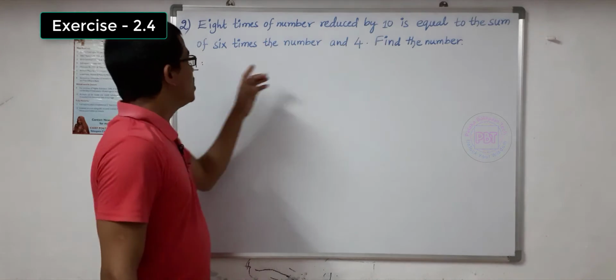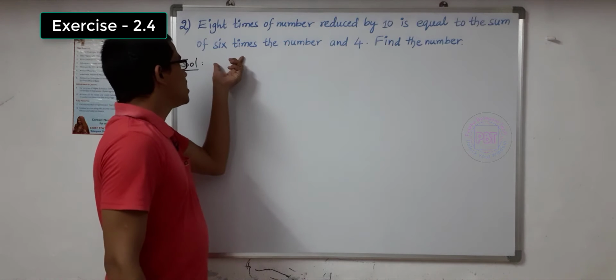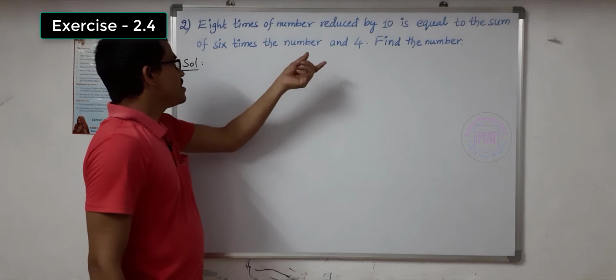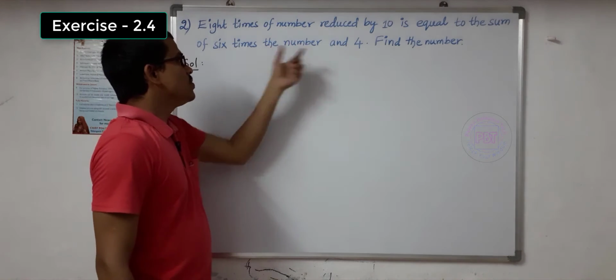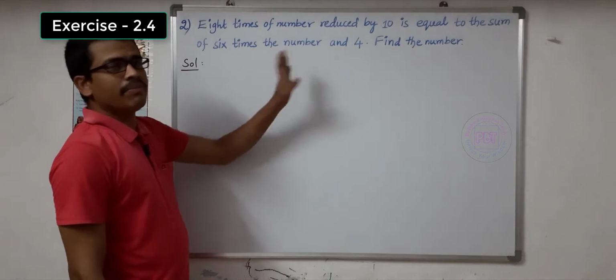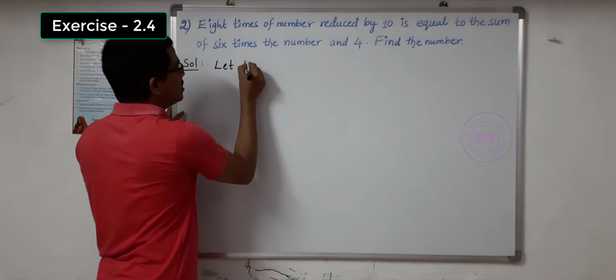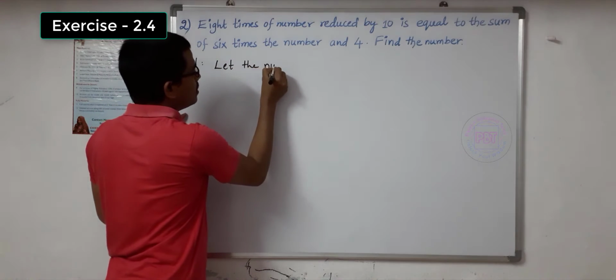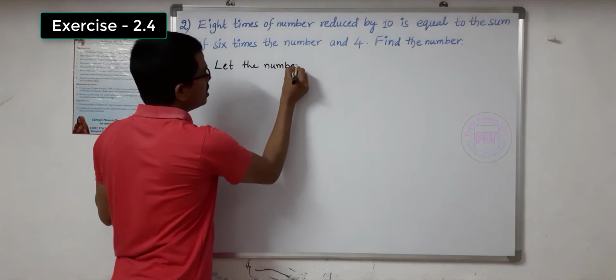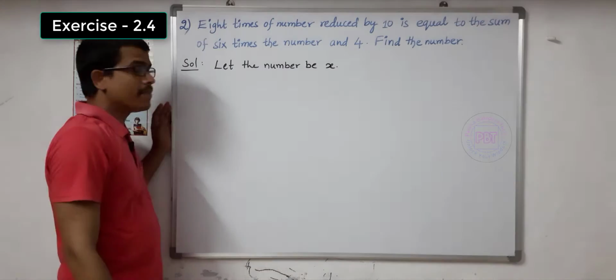That is equal to the sum of 6 times the number and 4. Sum of which two numbers? 6 times the number is 6x and 4. These two sum. So 6x plus 4. Now I am going to consider the number as x. Write that. Let the number be x.